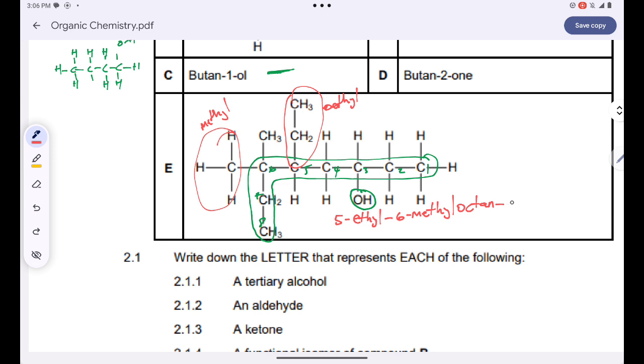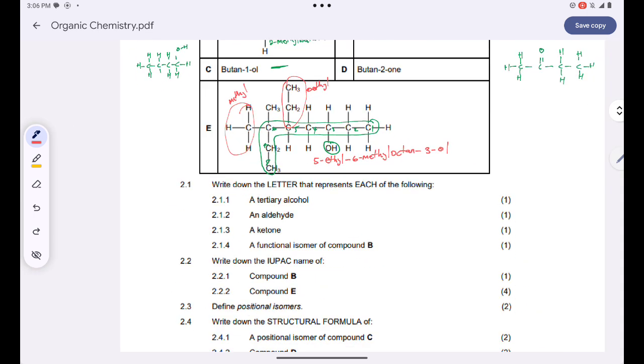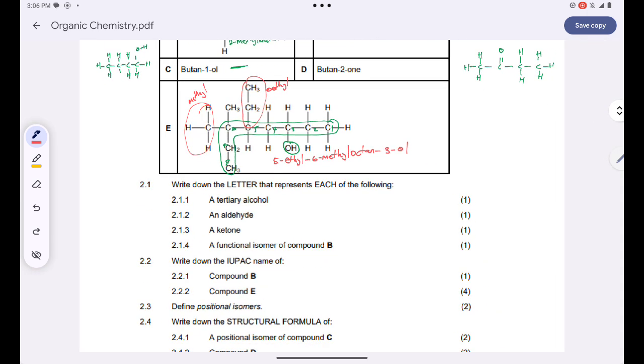The hydroxide ion is in carbon number 3. It's octane-3-ol. So that would be the IUPAC name of compound A. Okay, so let's answer the questions. Let's write down the letters that represent each of the following.